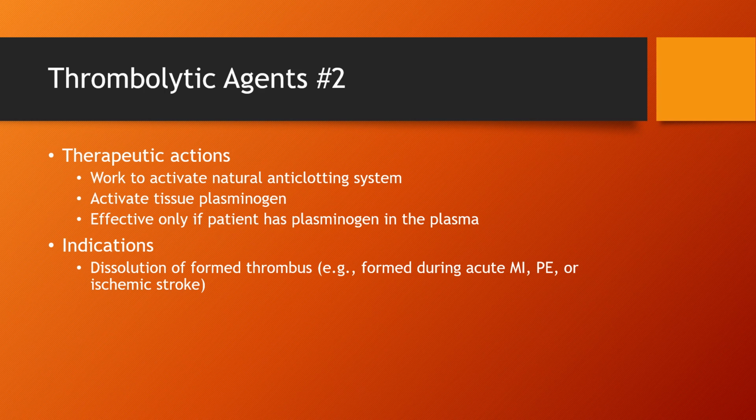Therapeutic action is it works to activate the natural anti-clotting system, activates tissue plasminogen. It's effective only if the patient has plasminogen in the plasma. Indicated again for dissolution of a formed thrombus. So if we have an acute MI, we often will give it if they meet criteria for ischemic stroke. You want to try to give this medication as quickly as possible in a certain time frame because it's going to help dissolve that thrombus and preserve brain tissue.